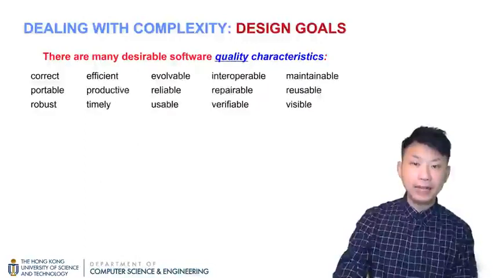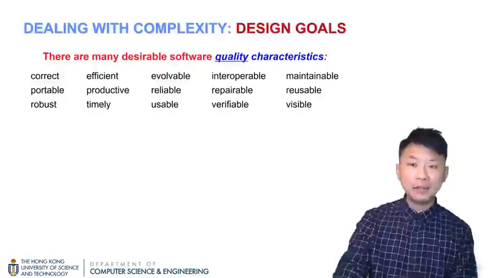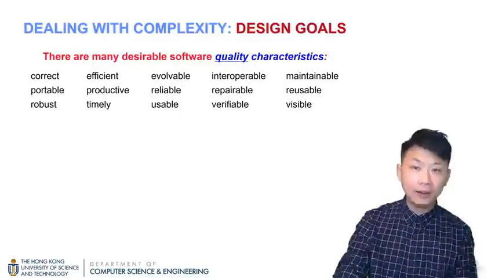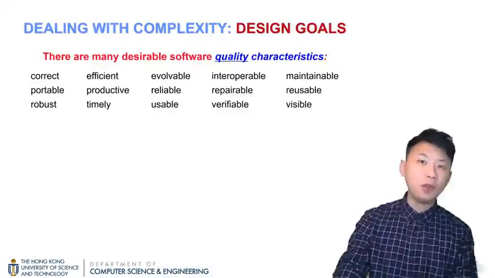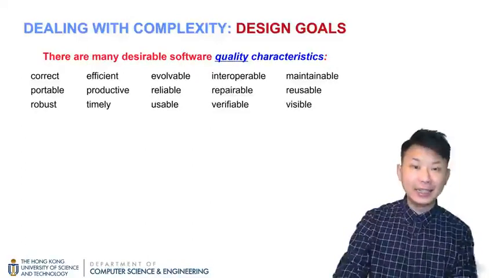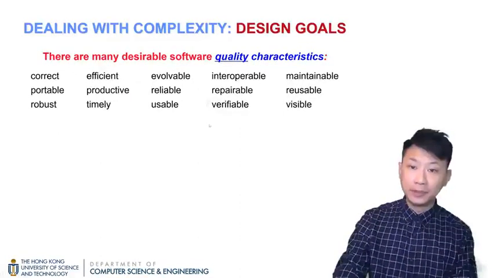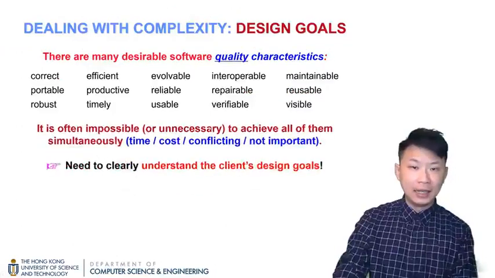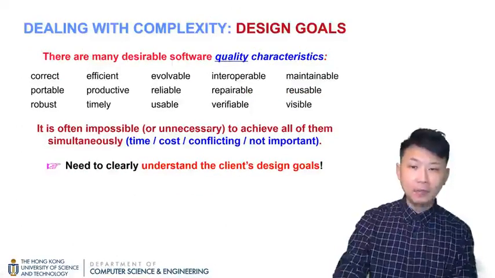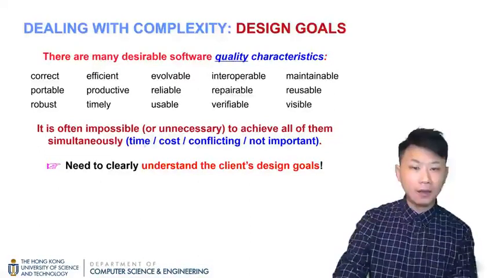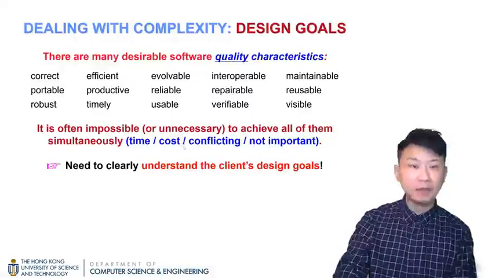So to deal with complexity, the first thing that we have to do is to choose the appropriate design goals at the very beginning of the project. Let's say you want to build an online transaction handling system, then you have to make sure that your system is efficient and also reliable. And notice that it's often impossible to achieve all of them simultaneously, because of the time and budget that you have for the project.